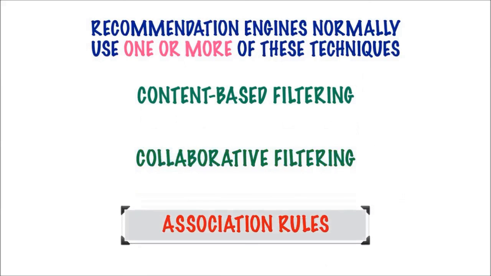In the next class, we'll talk about association rules, another way to find recommendations, but this is slightly different kinds of recommendations from the ones that we've been talking about.